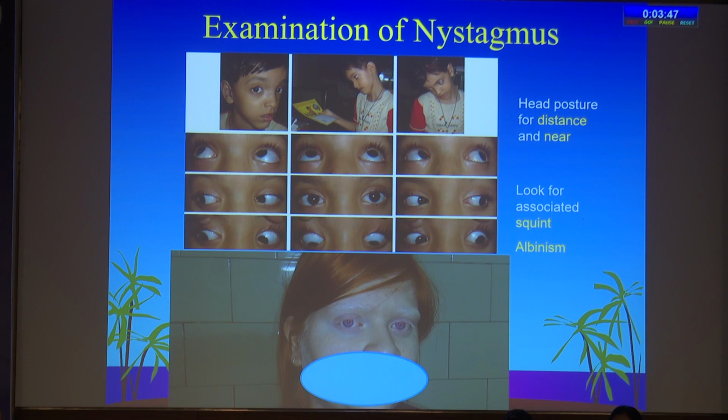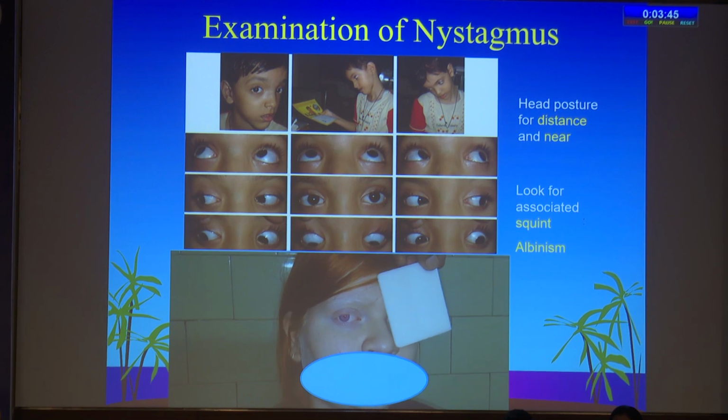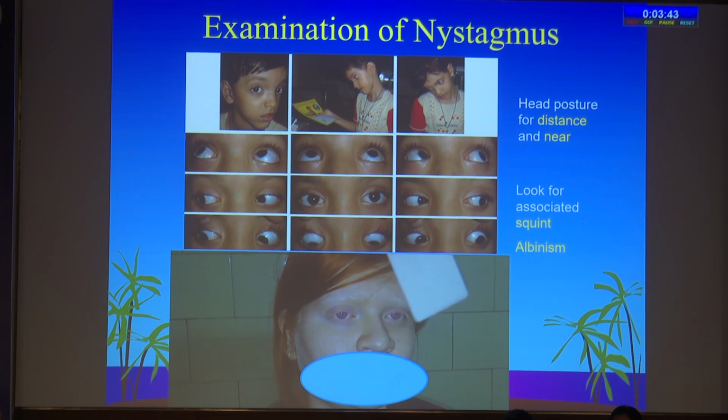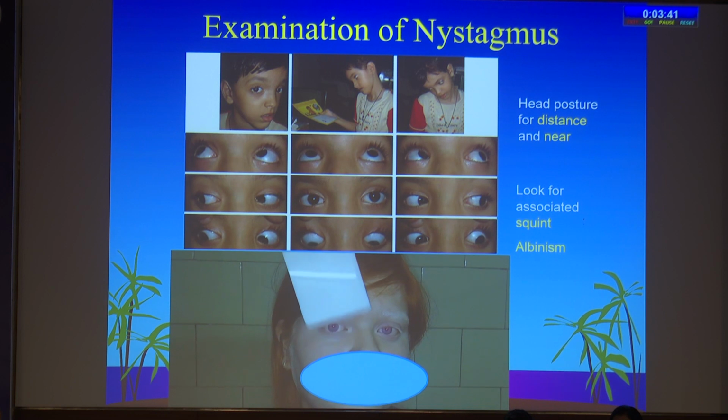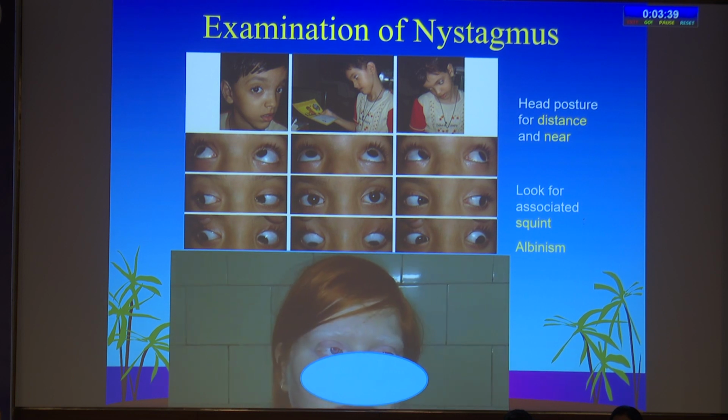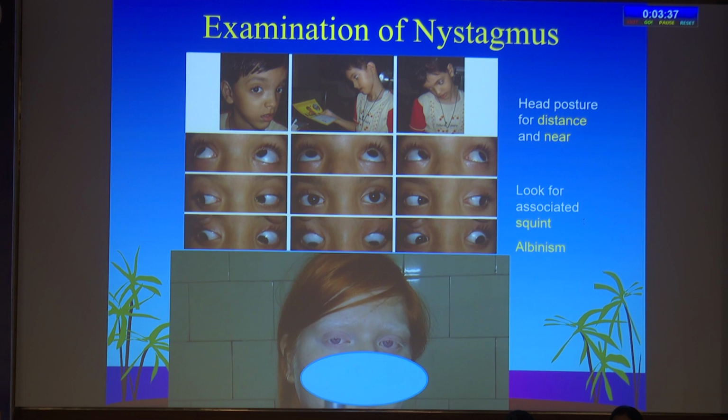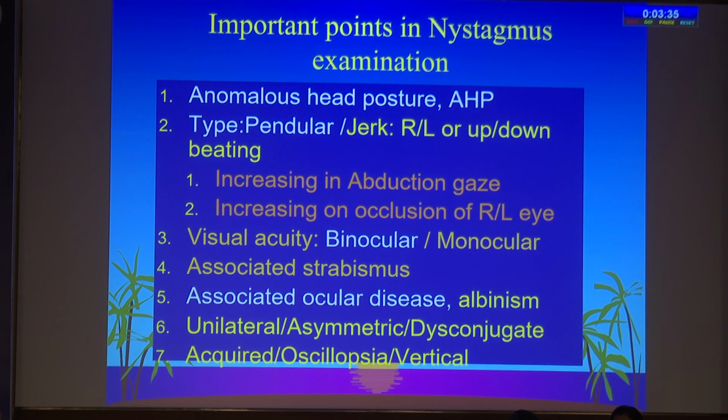Examination of nystagmus, so look for the head posture for distance and near both. It may vary, so periodic alternate nystagmus should be kept in mind. Associated squint should be looked for, and any associated condition like albinism should be looked for. So the important points in nystagmus, AHP, the type of nystagmus, whether it's pendular, jerk, right beating jerk, or left beating, or up and down beating jerk. Is it increasing in abduction gaze? Is it increasing on occlusion of either the right or the left eye?